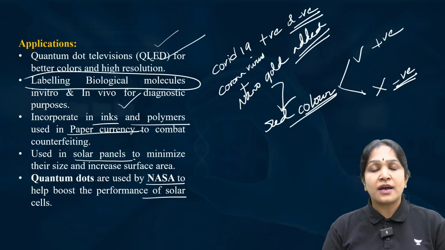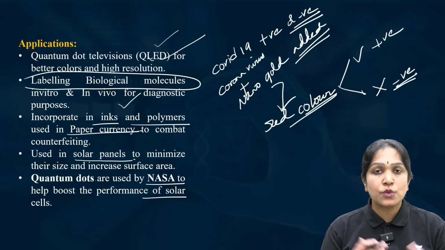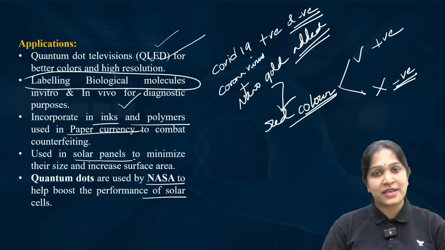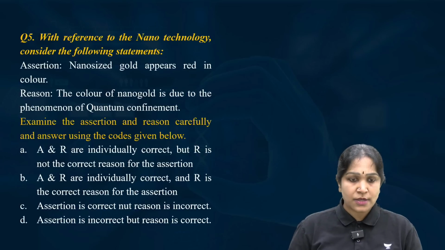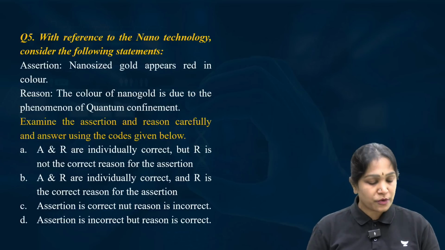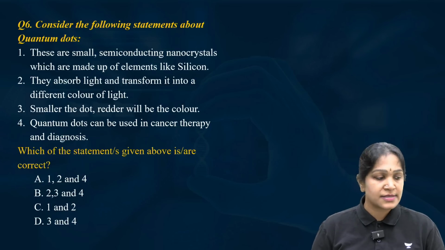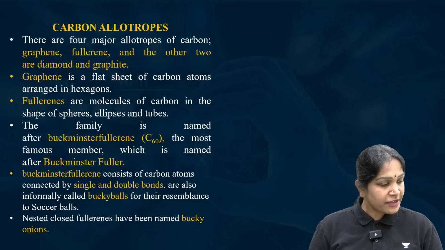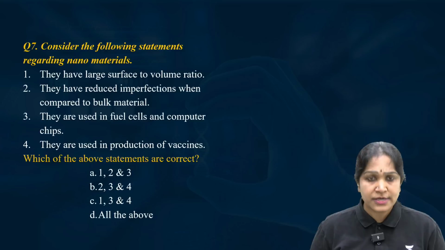Like that we can also use them in diagnostics. Because of their higher surface area, we can also use them in solar panels, particularly in spacecrafts. This is about the quantum dots and their applications. And here are a few questions. Go through these questions and provide your answers in the comment section after the session. I have given 3 questions related to quantum dots.